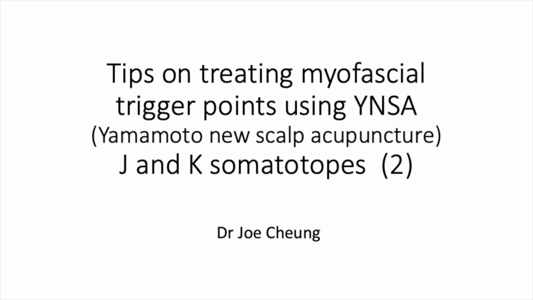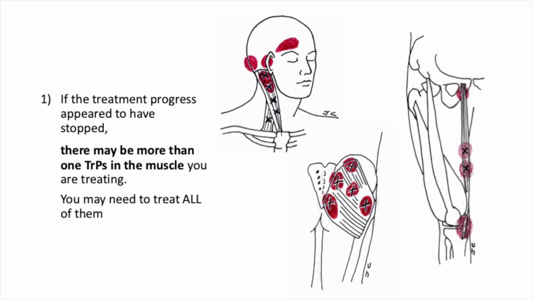YouTube video tips number 2. As you treat, you are getting pretty good results, then the treatment progress seems to have stopped. Consider that there may be more than one trigger point along the length of the muscle, for example, the sternocleidomastoid and the gracilis. Or there may be more than one trigger point in a big muscle, for example, the gluteus maximus. You may have only eradicated one trigger point. You need to treat all of them.